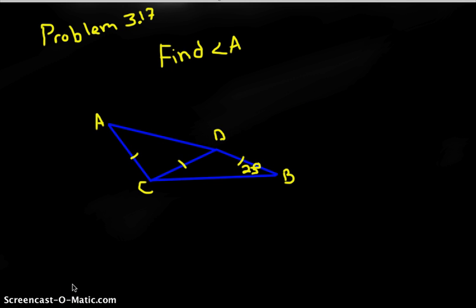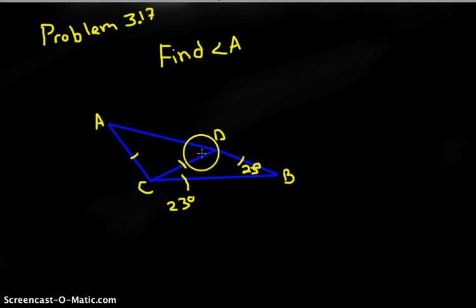Now I'm going to do one of the problems from 3.6, problem 3.17. In this problem it asks us to find angle A. So we're going to do this by using isosceles triangles. Because this is an isosceles triangle right here, we can tell that this angle right here is 23 degrees as well, because this is 23 degrees and it's an isosceles triangle. And so these are both base angles.